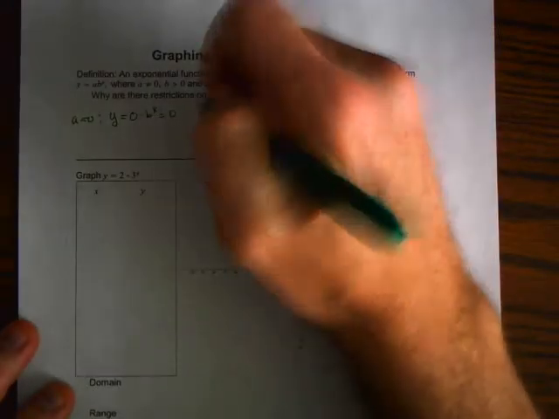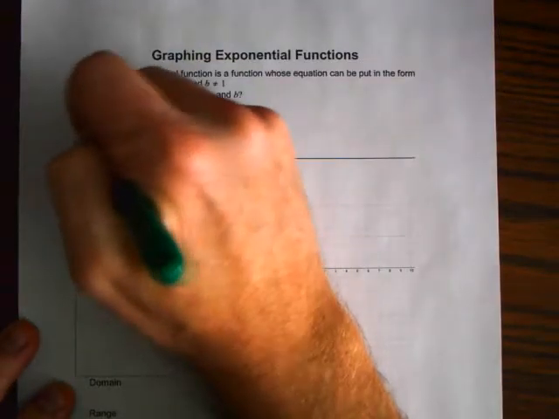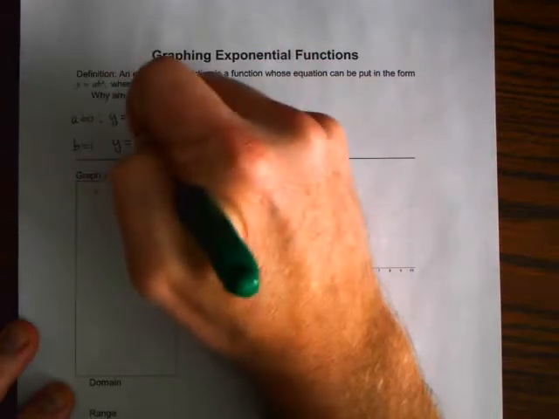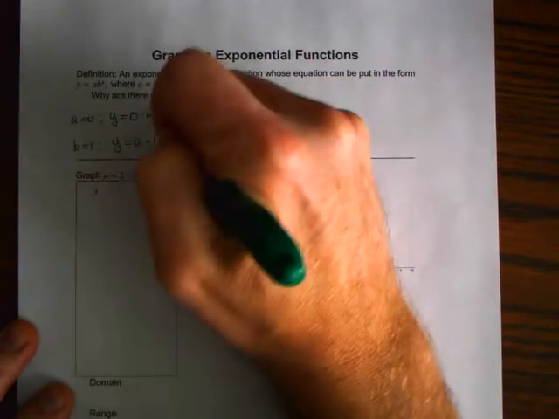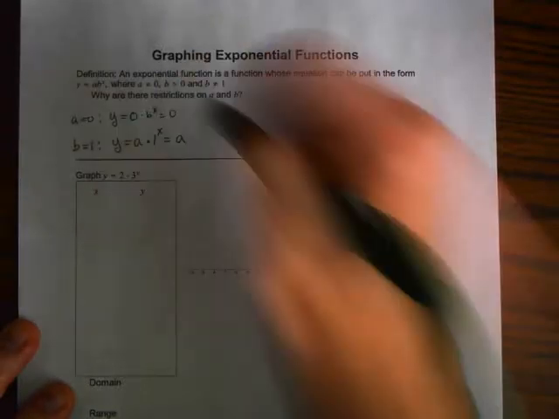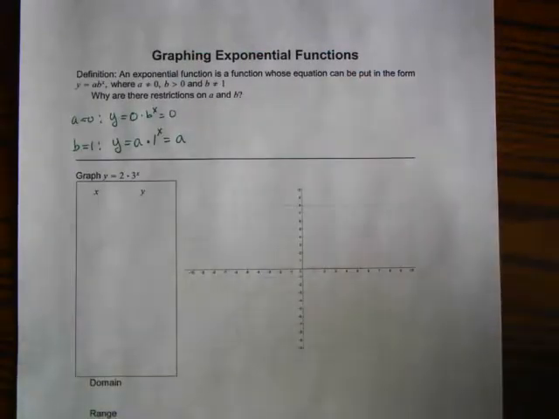We have the same problem with b equals 1. If b equals 1, we have y equals a times 1 to the x. Well, 1 to the x is 1. So we get y equals a. Once again, we get a horizontal line.